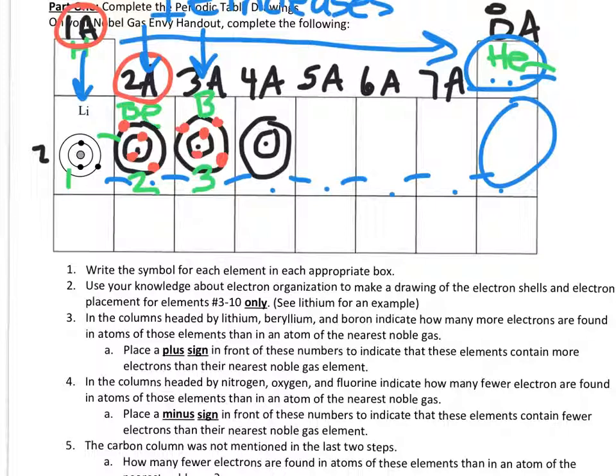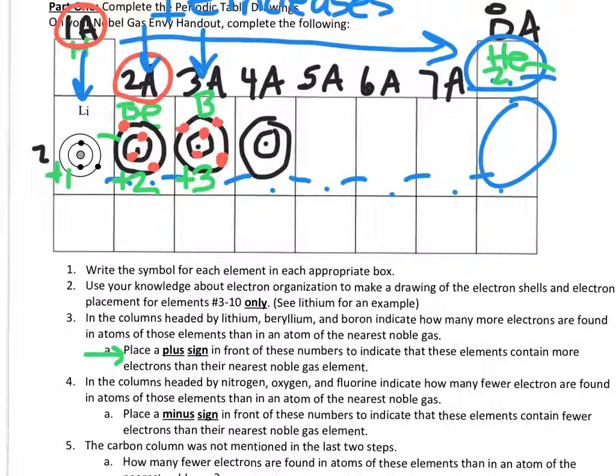All right, and then what it says is place a sign in front of these numbers to indicate that these elements contain more electrons than the nearest noble gas. So helium has 2 electrons. Lithium has 1 more, so he's a +1. Again, helium has 2 electrons. Beryllium has 4, so he's a +2. Boron has 5 electrons. That's 3 more than helium, so he's a +3. Okay?